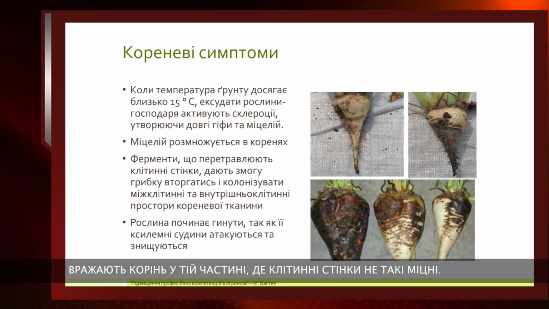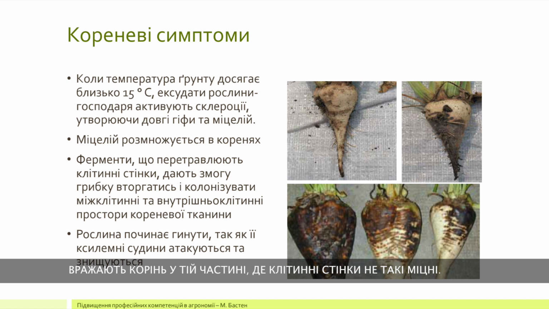And the fungi infest the root at the part where the cell walls are not as strong. So that means the new developing tissue at the root tip. So the first symptoms you normally see are at the tip of the beet, or the tip of the pivotal root in the soil. And from there, the mycelium proliferates in the root, and it takes a bigger part of the root.